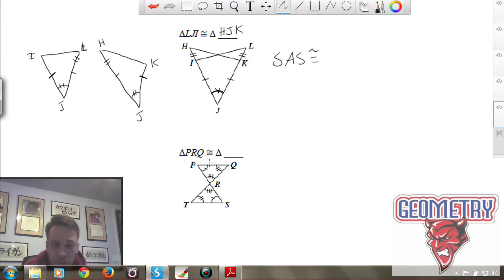Okay, the bottom one here, these triangles are not congruent. These triangles are just similar by angle-angle similarity, but we don't have a side length at all to match up, so there's no way we can show that they are congruent. We can prove they're similar, but that's about it.